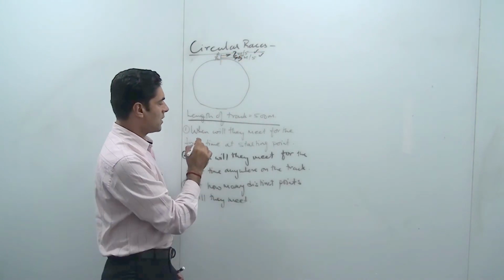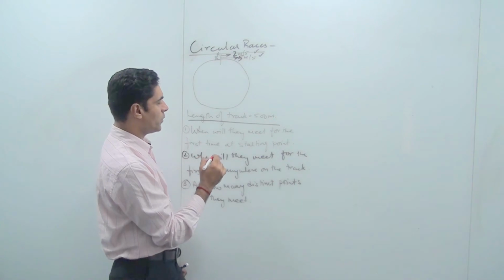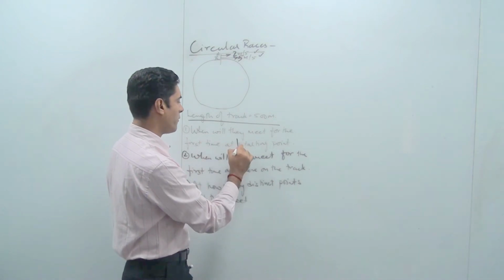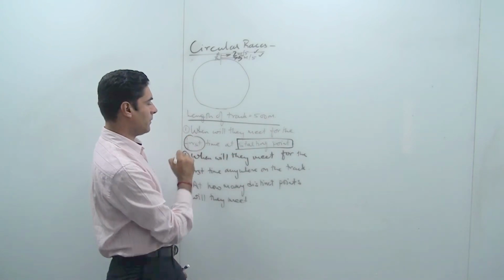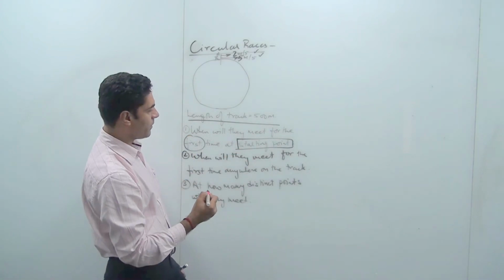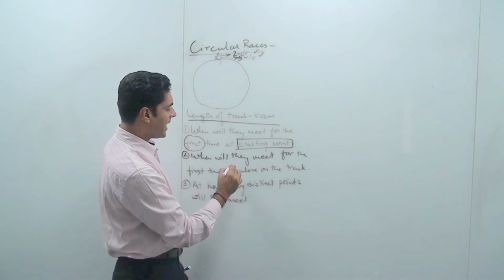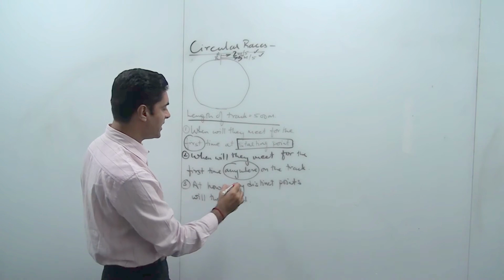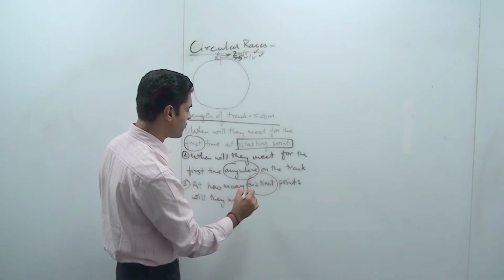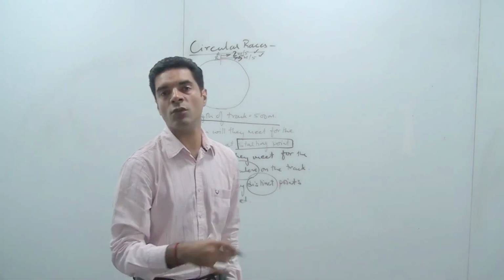Question number 1 is, find the time after which they will be together for the first time at the starting point. Second is, when will they meet for the first time anywhere on the track. And the third question, as I told you, is at how many distinct points will they meet on this track in case it's a race of infinite rounds.